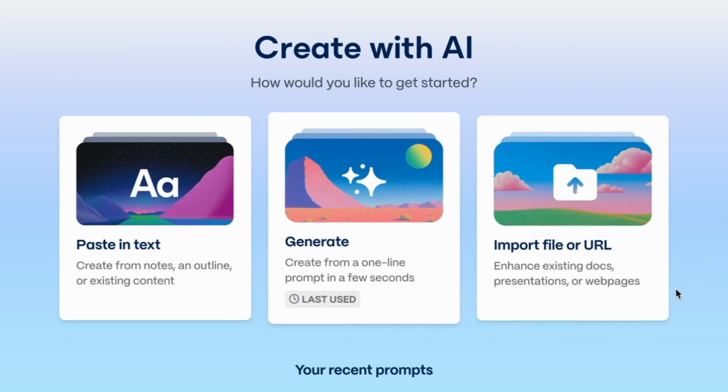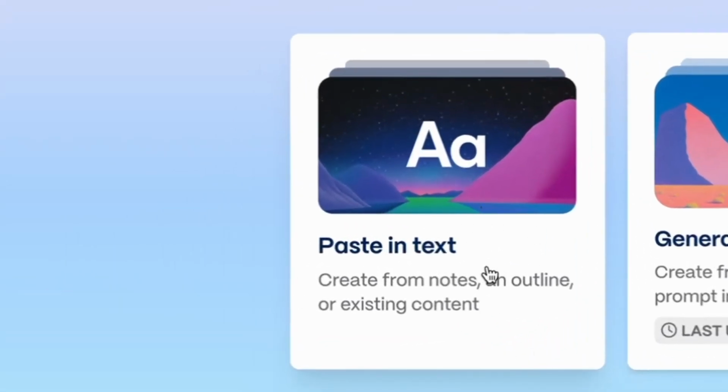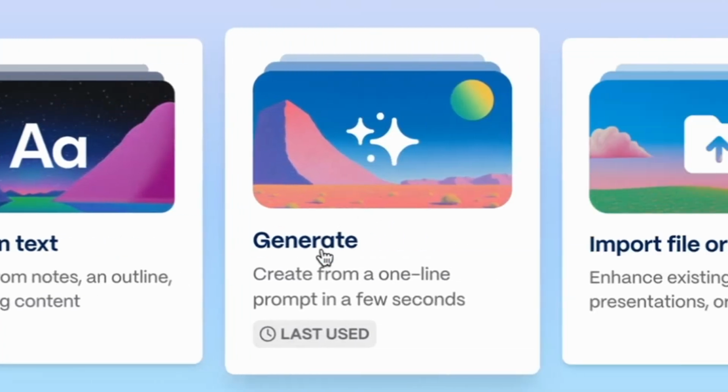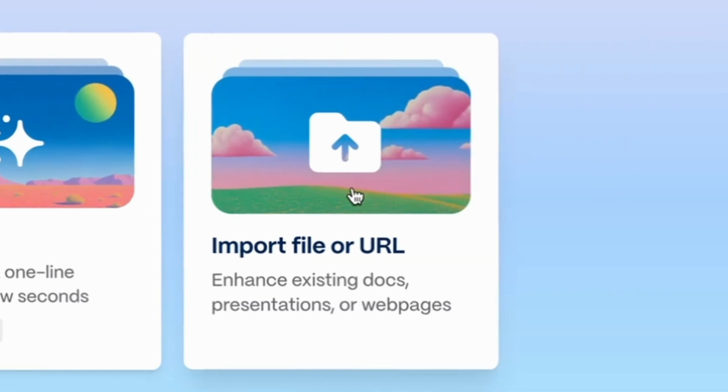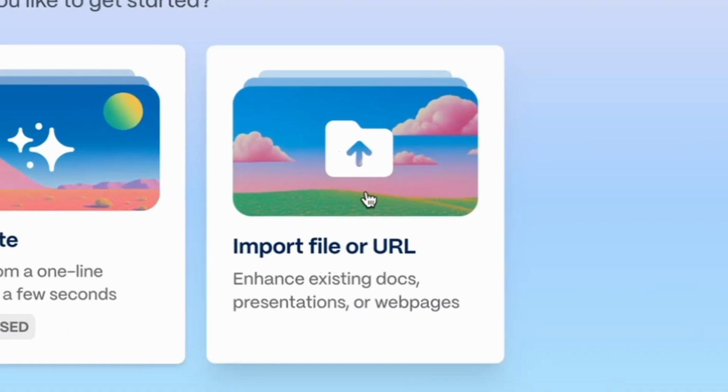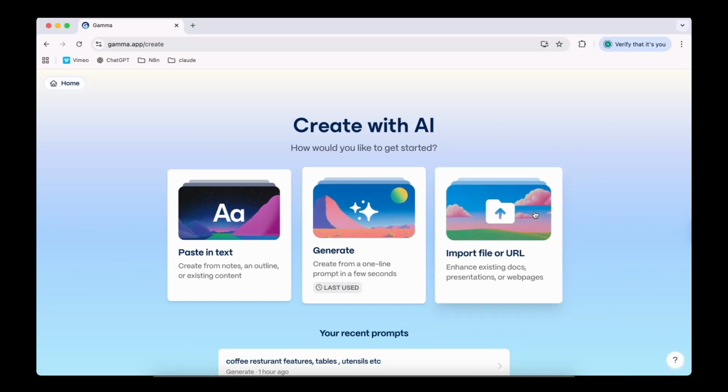There are three ways in which you can create Gamma. Number one is outline. You can paste your pointers. This will be your go-to option if you already have some text prepared to use. Number two is the prompting one. You can type your ideas and your design will be generated. And the third one is by importing file or URL. It can import content from Google document, PDF, Notion, or any URL. It helps you enhance your already existing work. So these are the three ways in which you can create your Gamma.